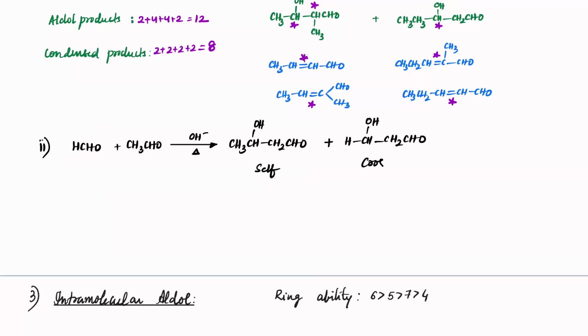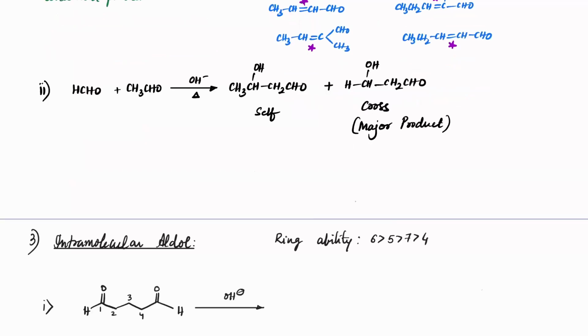But remember, whenever you have such cases where there is no alpha hydrogen, something like formaldehyde, compared to acetaldehyde, since this is more reactive, you will always notice this is the major product. So always report the major product as a cross product only.